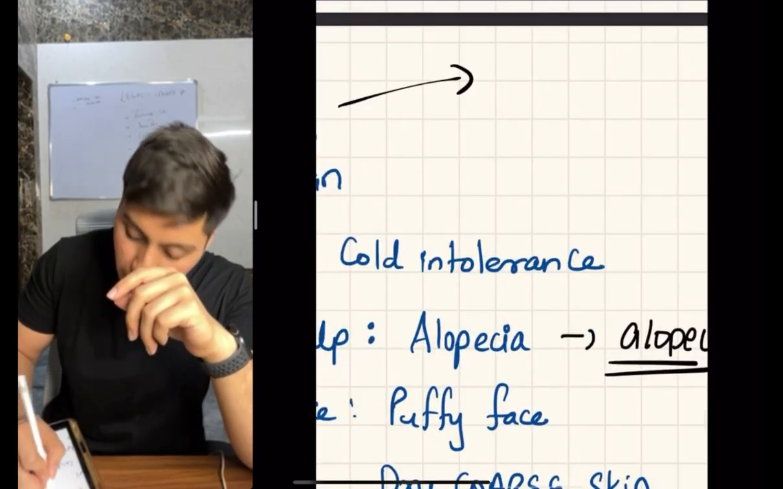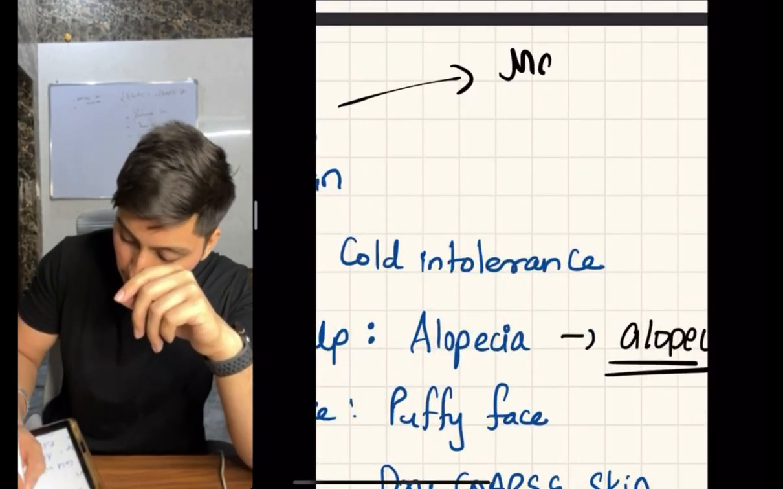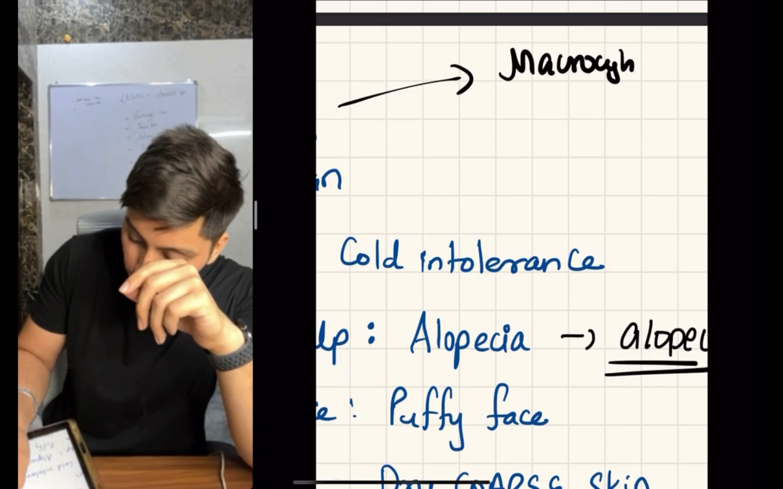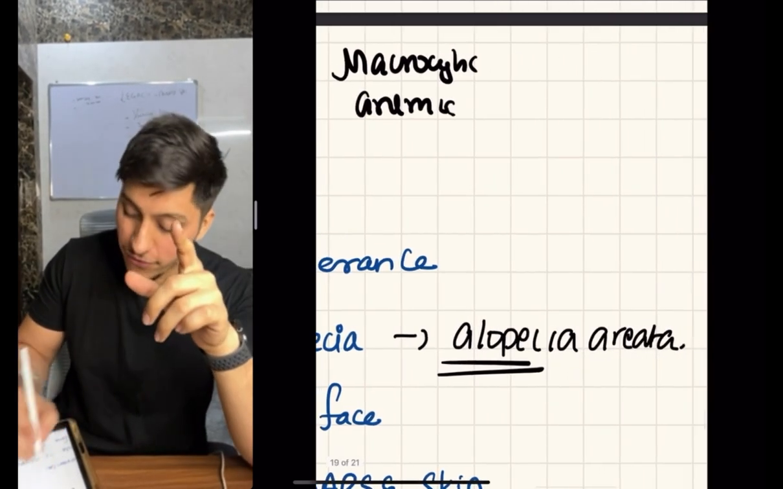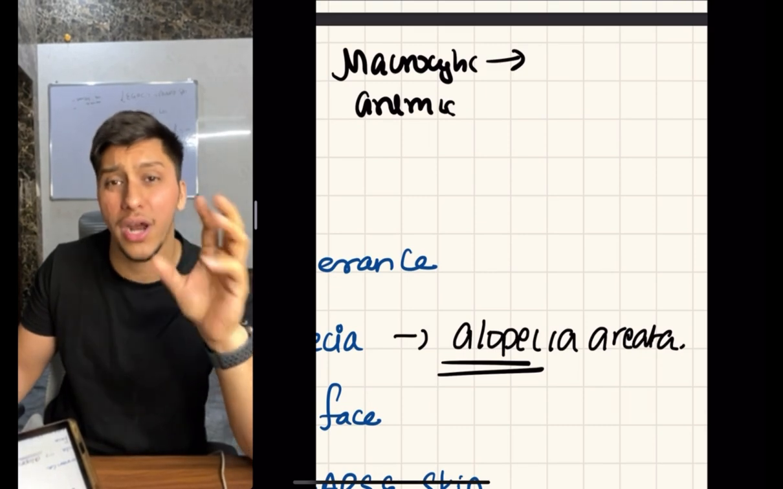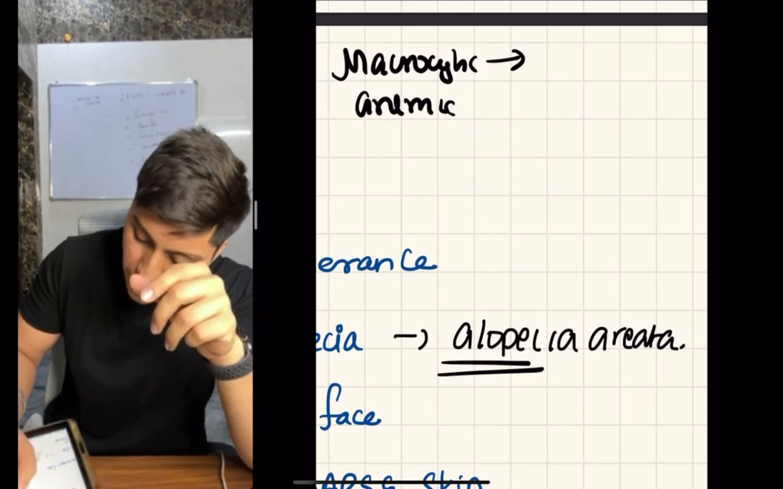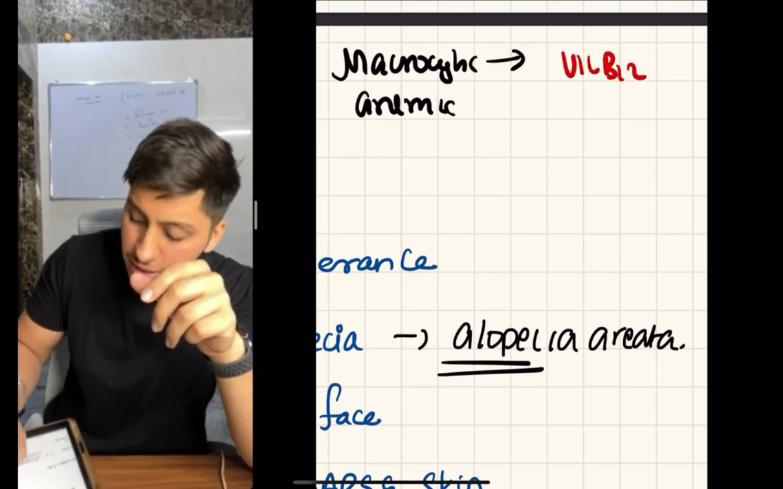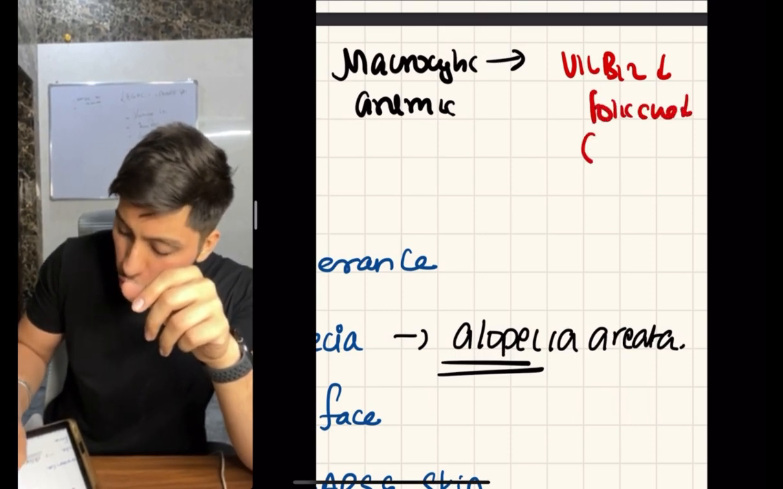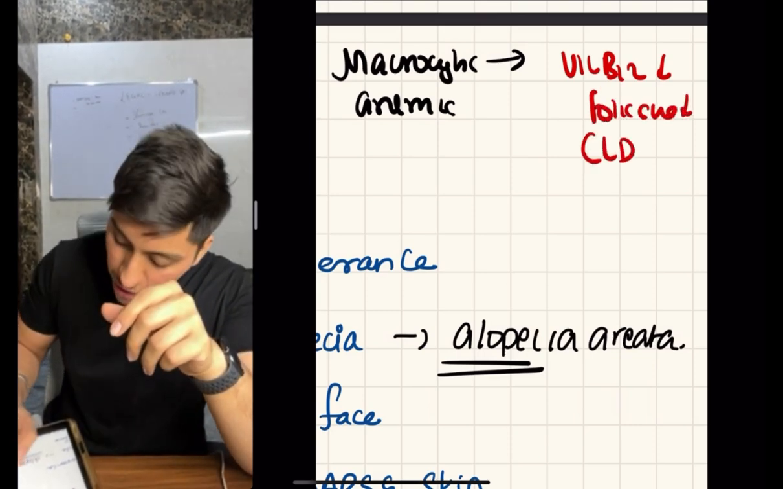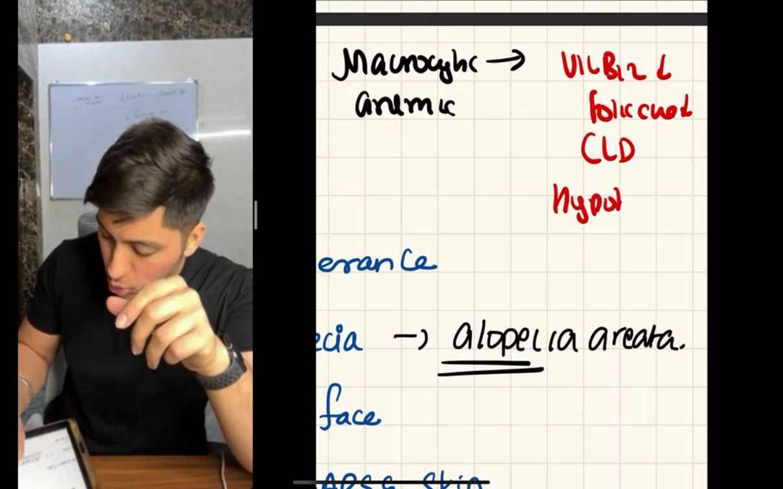Another blood effect which you see in hypothyroidism is going to be macrocytic anemia. Very important, it is going to be macrocytic anemia. So now the differentials, remember: if a patient presents with macrocytic anemia, MCV more than 100, that is going to be vitamin B12 deficiency, folic acid deficiency, chronic liver disease, and now, which we just talked about, hypothyroidism.